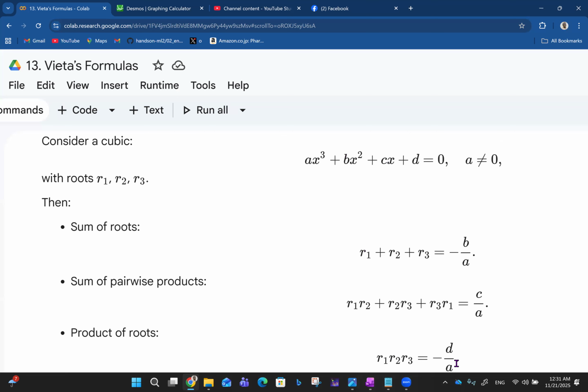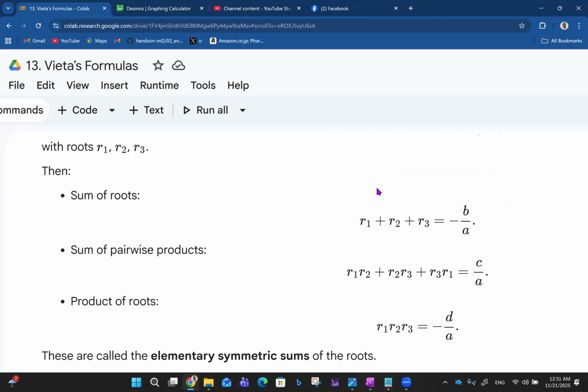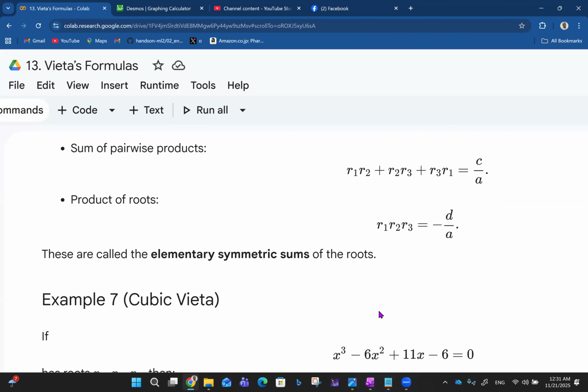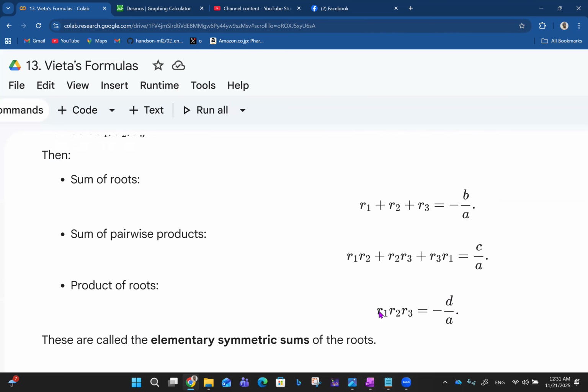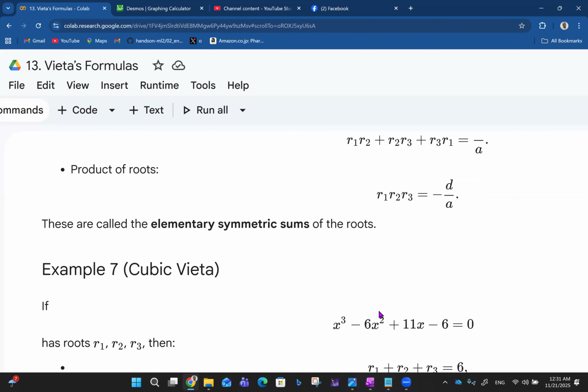So it means that if you are going for fourth order now, R1 plus R2 plus R3 plus R4 will simply be minus B over A again, because B will be the coefficient of x cubed in that case. So in this case, these are called the elementary symmetric sums of the roots. So it means you can actually generalize it for a polynomial of degree n, basically.